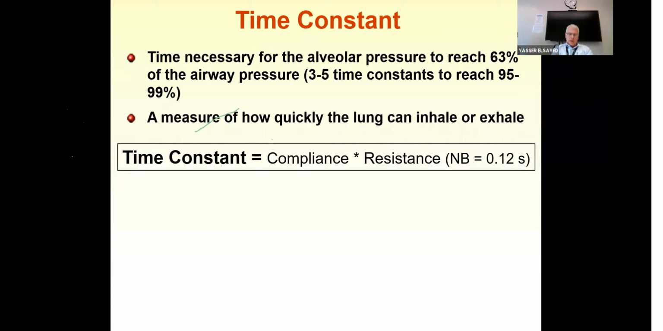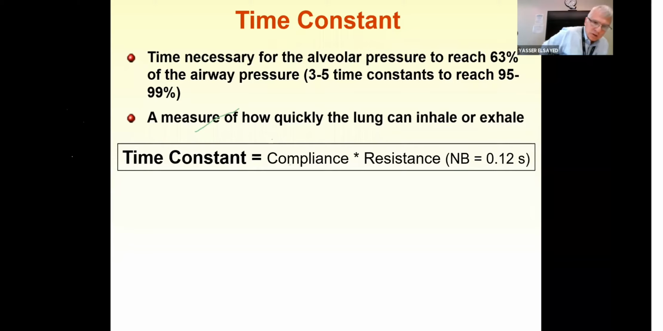Okay. Now, as you can see in the formula, when your compliance is high and your resistance is also high, your time constant will be very, very long. Okay. When your compliance is very low and your resistance is very low, your time constant will be very, very short. This is extremely important when we ventilate babies. Okay, so you need to be sure that you use the right inspiratory time and the right expiratory time to avoid problems when you ventilate.